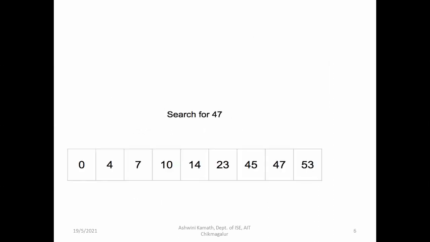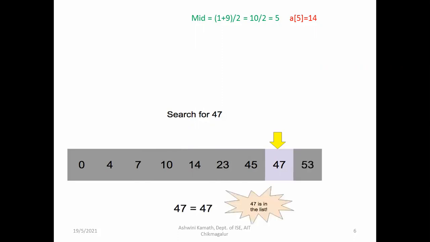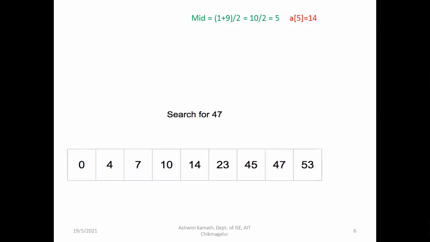Let's see how the search works. Consider the element to be searched is 47. We have to search for 47. We have 10 elements here. So mid is equal to (1 plus 9) divided by 2, which is equal to 10 by 2, which is equal to 5. So a of 5 is equal to 14.